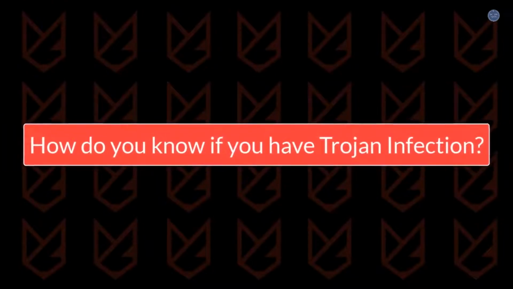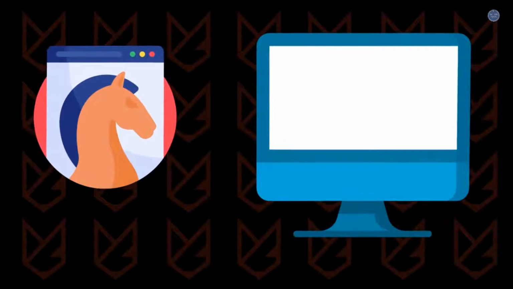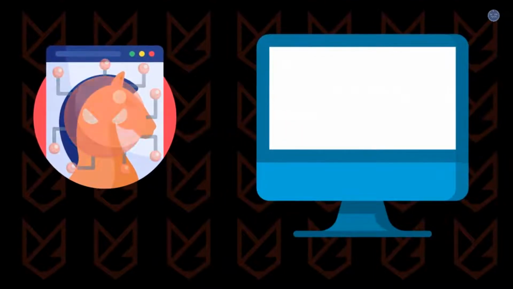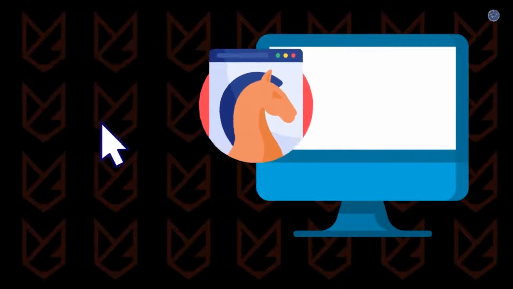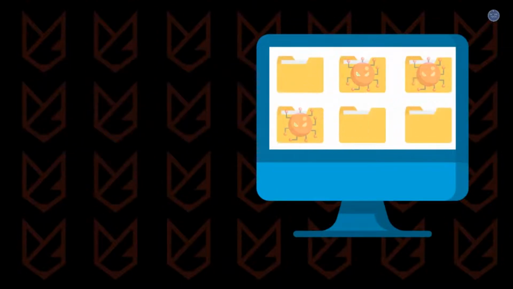How do you know if your PC has a Trojan infection? Trojans enter your PC in the form of some useful or legitimate programs. In most cases, users install such programs themselves. They hide in plain sight, so it is not easy to identify the Trojan infection. However, if you pay a little attention, you can identify them.